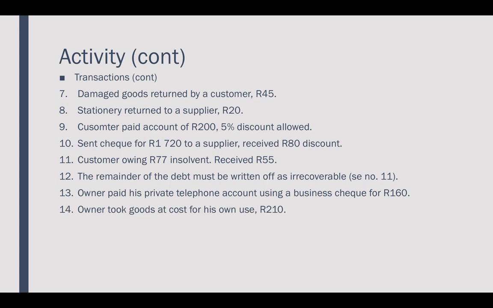Number 14, however, is a little more interesting. In this case, the owner took goods for his own use at cost for 210 Rand. However, in this situation, the owner hasn't taken cash, he's actually taken trading stock. So hopefully you can see that you would want to debit drawings as we did in number 13, but instead of crediting bank, hopefully you can realize you would want to credit your stock or your purchaser's account.